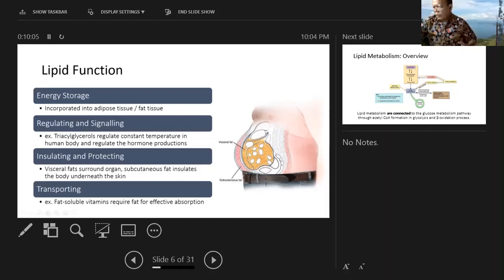Let's see this figure. This is visceral, and then this one is subcutaneous. And the other function of lipid is transporting. Fat-soluble vitamins require fat for effective absorption.